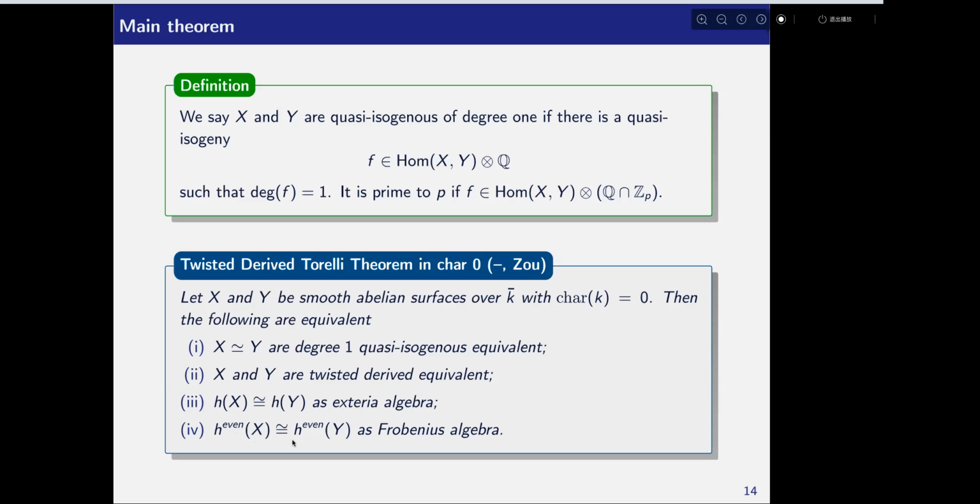The even Chow motives are isomorphic as Frobenius algebras. So for 2 and 4, you can think this is parallel to the story for K3. And 1 and 3 are actually something classical from abelian varieties. Because for abelian varieties, people usually use the first cohomology groups, and for K3, people use the second cohomology groups, the even cohomology groups. So 1 and 3 use the first cohomology groups, and 2 and 4 use the second cohomology groups.